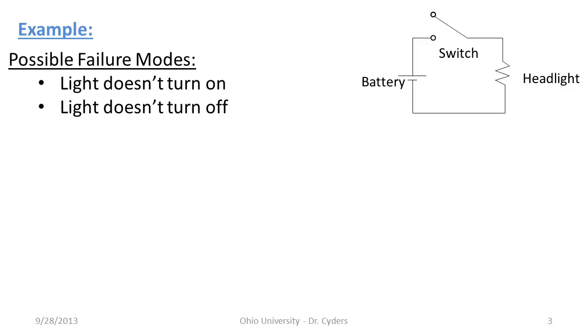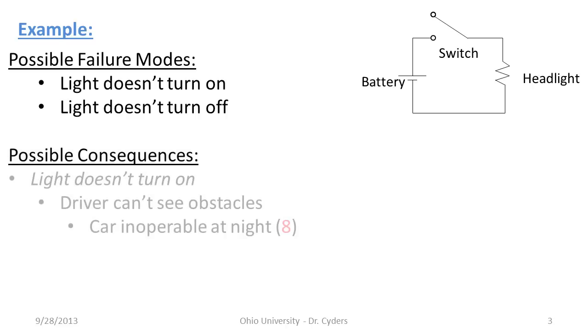Number 1, the headlight doesn't turn on when it's expected to. Number 2, the headlight doesn't turn off when it's expected to or when it needs to. So, possible consequences. We're just going to do one consequence, or effect, for each one to keep it simple. So one effect of the light not turning on would be that the driver can't see obstacles, so the car would be inoperable at night. You can't drive in the dark without lights, especially out in the country. So that means that the car is operable during the day.